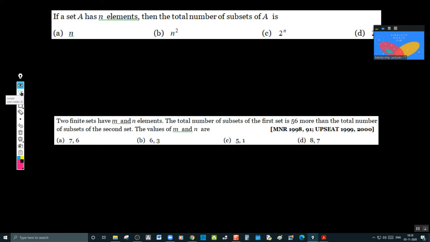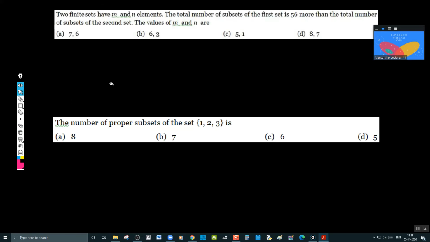Now, going to the next question. Two finite sets. I think it is also repeated. Okay, repeated. Let's see the second one, please. The number of proper subsets of {1, 2, 3}.